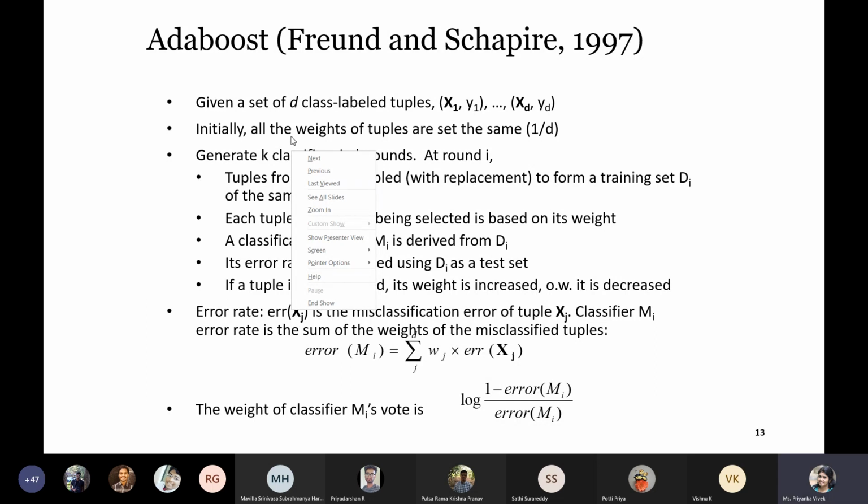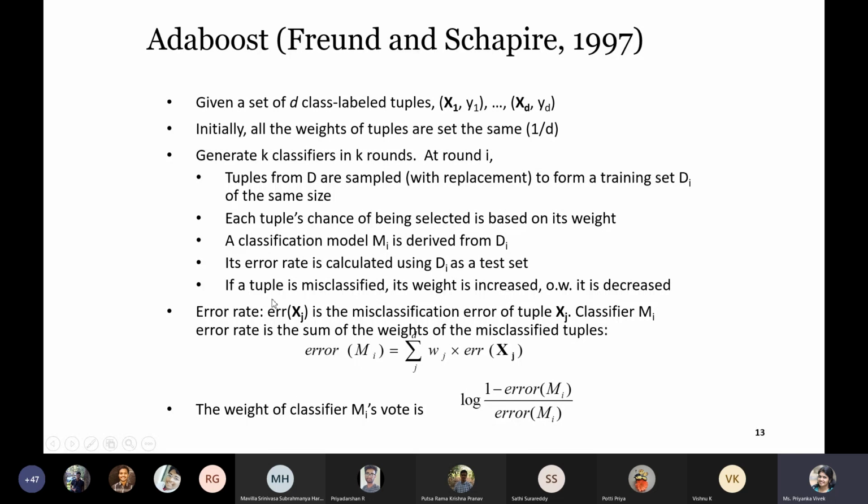Initially all the samples have the same weightage, but once we do one iteration, when we calculate the error of xj, if it is misclassified we have 1, and others would be 0. So that is our error calculation for a particular model Mi. There would be k models, and that is how we calculate our error.